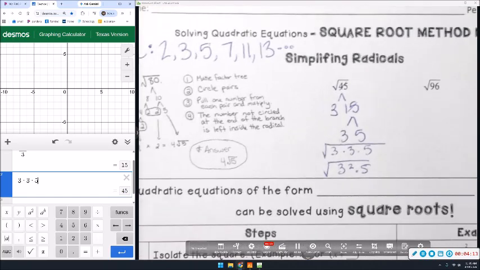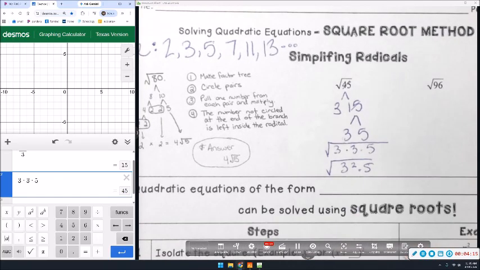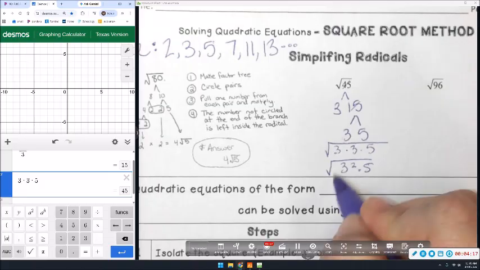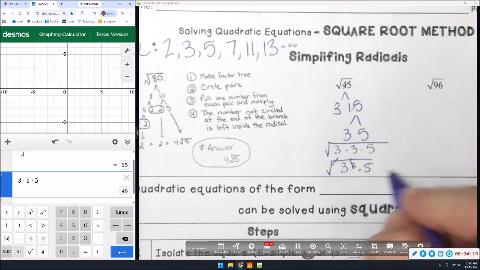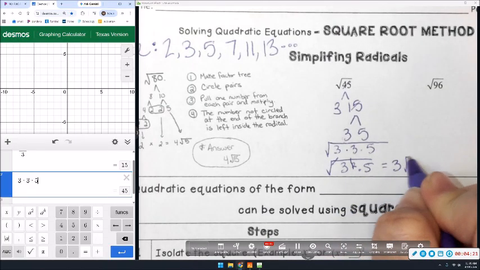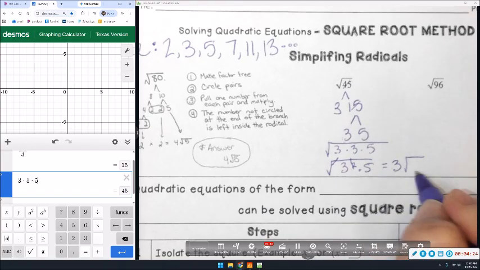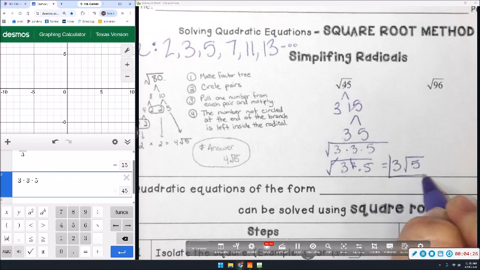And didn't we just talk about how the square root cancels the squared? So the square root cancels the squared for the 3, but did it cancel for the 5? No, so the square root's still there for the 5. So this is our answer.